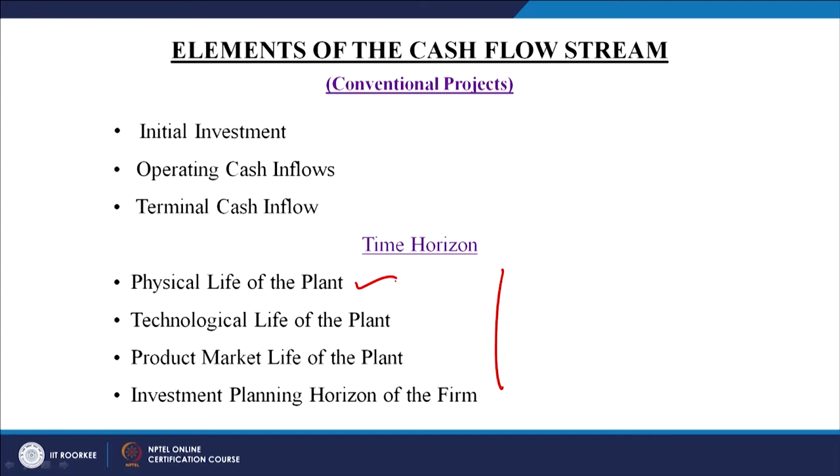So, here are the four important considerations. Any of the four can be considered. First is the physical life of the plant. When you create a structure, when you create a plant, it has a minimum or maximum physical life. After that, you have to dismantle that plant and replace that investment with a new investment, means bring a new plant in place of the old plant, or maybe terminate the project because now it has phased out. The production or the services coming out of it have phased out.